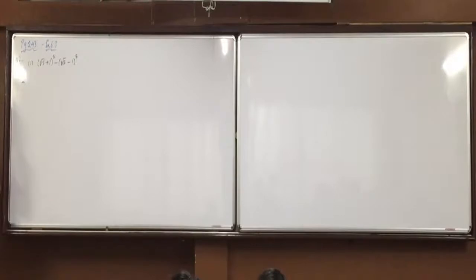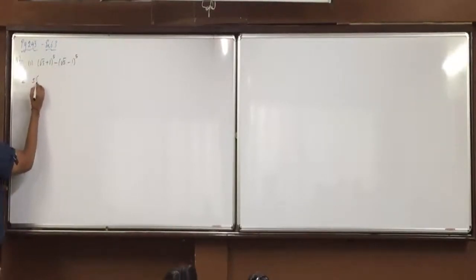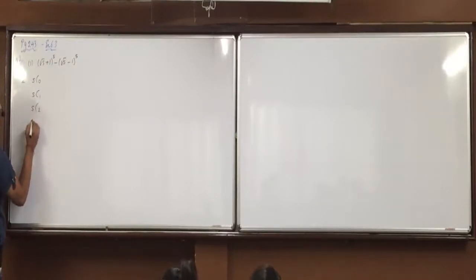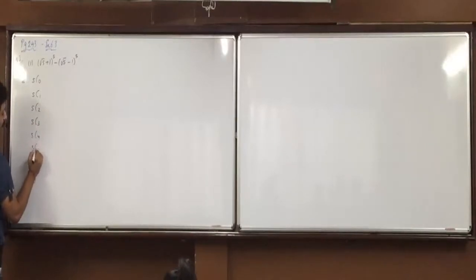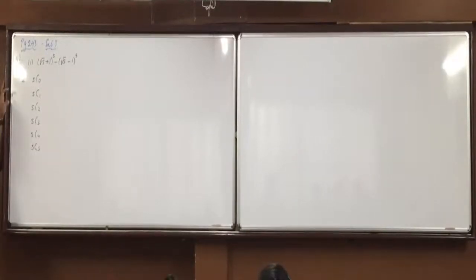Did you all write up till here? Yes. The power is 5. So the coefficients will be 5C0, 5C1, 5C2, 5C3, 5C4, 5C5. You also keep writing it. Any confusions with this? Did everyone write up till here?